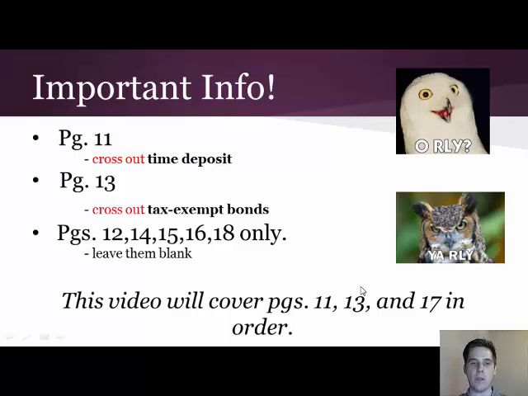First, I know I said 11 through 17, but actually we are going to be working on pages 11, 13, and 17. On 17, we're going to do the whole page. On 13 and page 11, cross out time deposit, cross out tax-exempt bonds. Pages 12, 14, 15, 16, and 18, it's all on the screen. Just leave them blank. You don't have to do them with the textbook. Just leave them blank. So you might want to pause, cross out what needs to be crossed out, and continue.